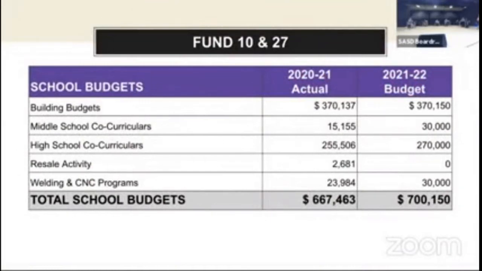So then moving on from salaries and benefits in our operational budget, we have school budgets, which are the building budgets that the principals manage, our co-curricular budgets, and then support for our well-being and CNC programs. And those budgets remained pretty similar to last year. The increase in cost is mainly due to reduced transportation last year.